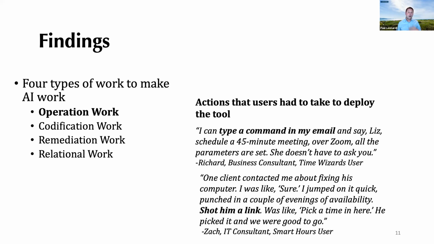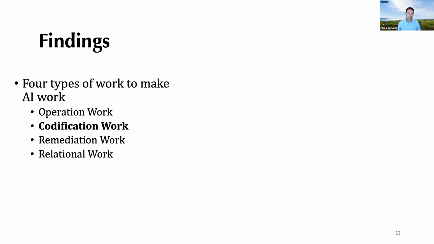The first kind was what we call operation work, which was work that the users had to do to actually make the tool function and deploy it correctly. And they spent a lot of time reconfiguring their own work practices, linking the tool to various technologies that were already in their stack, so that the AI tool could actually work in a way that would allow it to interface with their communication partners and collect data.